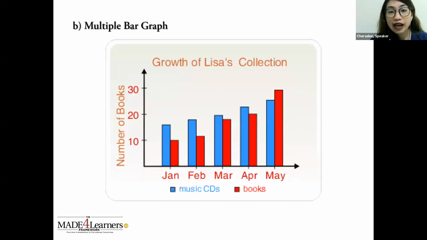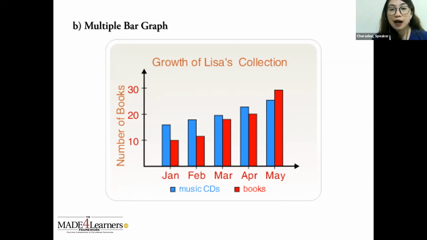Next is multiple bar graphs. There are times that we want to determine two types of data, but we want it to be presented in one graph. And that is through the use of multiple bar graphs. To differentiate the two, you just have to use two distinct colors. This is the common mistake of makers of graphs, because they use the same color, maybe the same color but a different shade. So from the viewer's point of view, they are the same colors, so it might give them the same results.